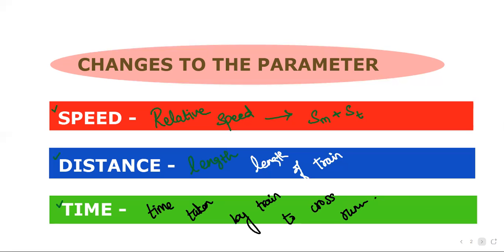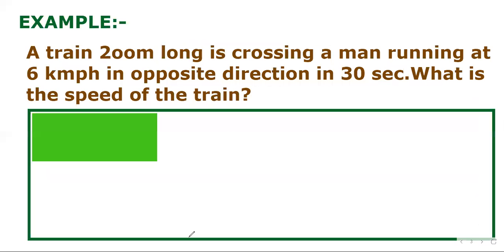Okay, so now let's see some example problem. Come on, let's read the question. Are you all ready? Good. A train 200-meter long is crossing a man running at 6 km/h in opposite direction in 30 seconds. What is the speed of the train?